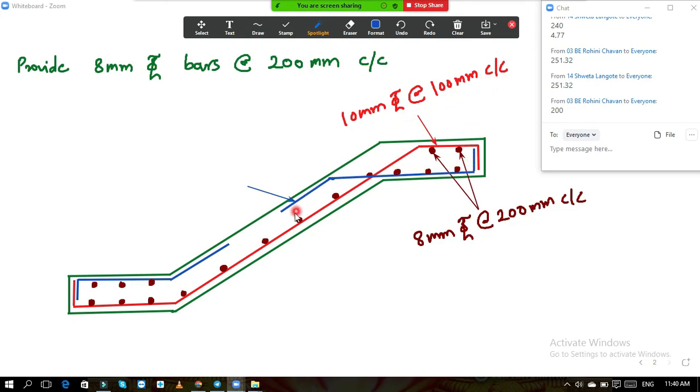So these bars are the alternate bars. These bars are the alternate bars. So the required area for this bar is half of this main steel reinforcement. Half it should be. So that is why if I want a half area, then I should increase the spacing. I should double the spacing. So it must be 10 mm bars about 200 mm center to center.